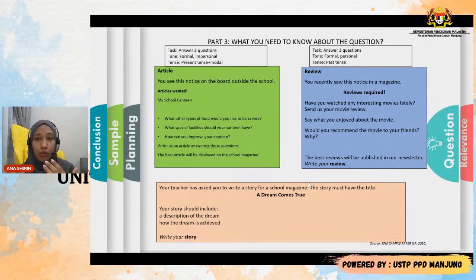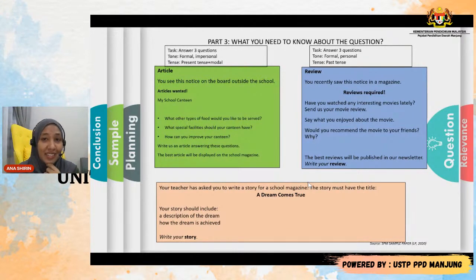It's about 200 to 250 words, so it's about 100 words fewer than what is expected from your previous PT3 1119 paper. So 200 to 250 words to address or answer three questions. And all of the questions you need to give in plural form. So what are the types of foods you would like to be served?